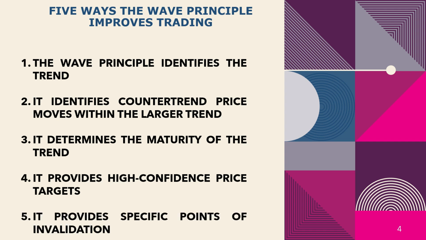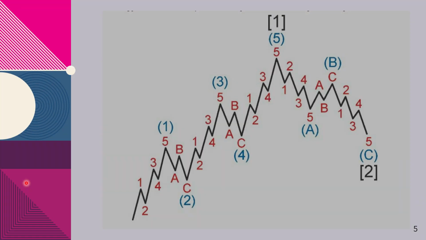Next point, it provides specific points of invalidation. The level at which an interpretation is no longer viable is called points of invalidation. To what point does a trade fail? Many traders use money management rules to determine the answer because technical studies simply don't offer the answer. Elliott Wave does. What does rule 1 say? Wave 2 can never retrace more than 100% of wave 1. Wave 2 should not go beyond wave 1. Wave 4 can never end in the price territory of wave 1.